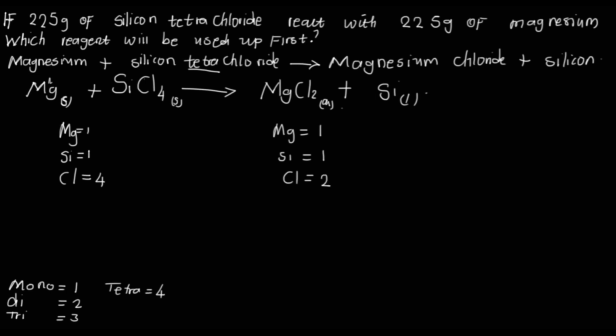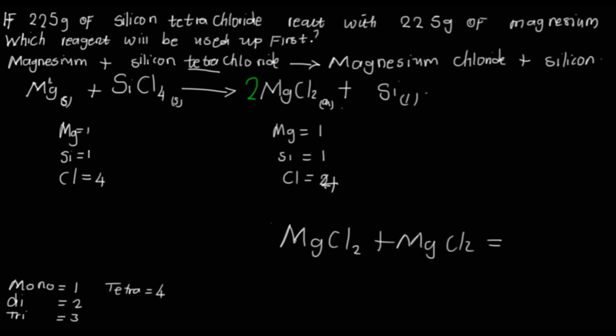So here we need to balance the chlorine. What we are going to do is divide: 2 must go into 4, and 4 divided by 2 is 2. So this means that we need a 2 in front of magnesium chloride. Now we can see that the chlorine becomes 4. What this means is this is the same as magnesium chloride plus magnesium chloride, like this.